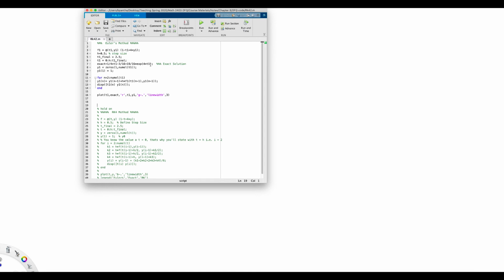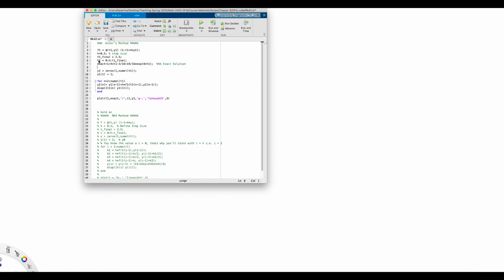Okay, so what is the exact solution? The exact solution is solved by hand, and this is the exact solution we found. Actually, I did not derive this exact solution, but it is given in the book, so I just wanted to compare the exact solution with the numerical solution. These are pretty standard. y1 is zeros from 1 through the length of t1, and then y1 is the initial condition.